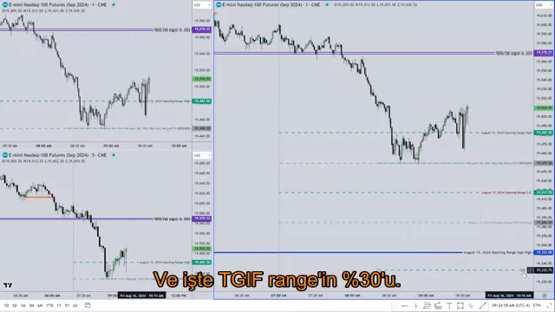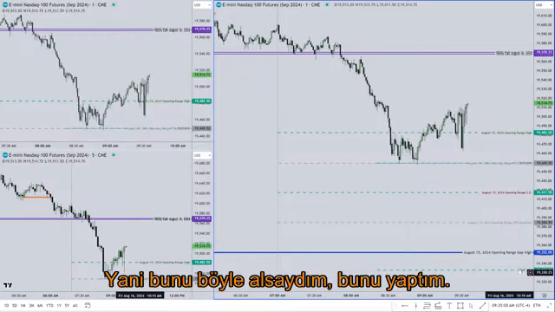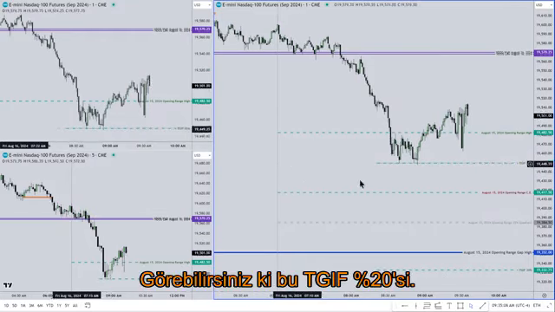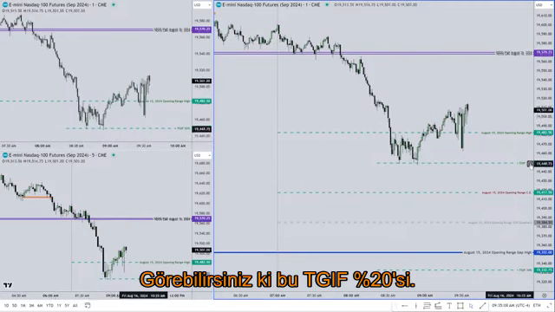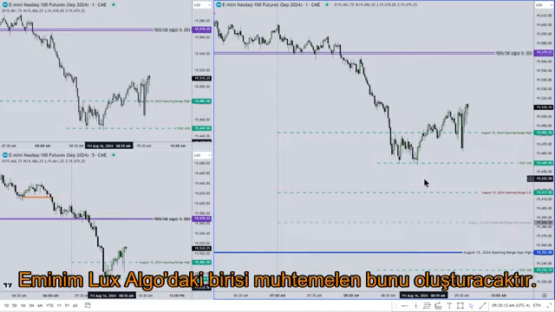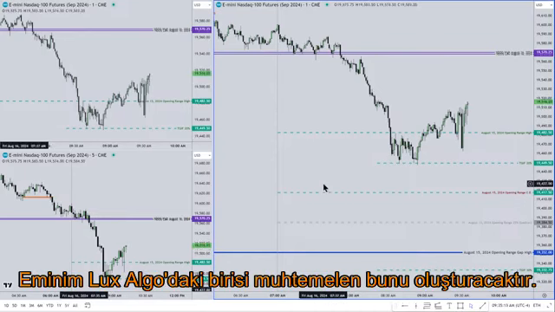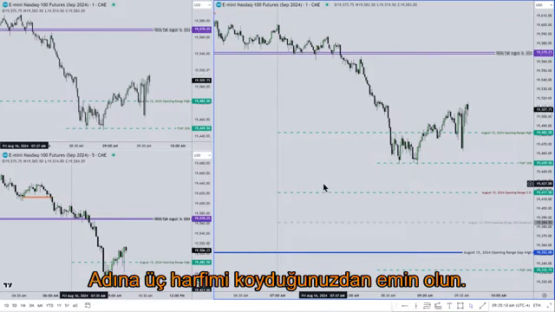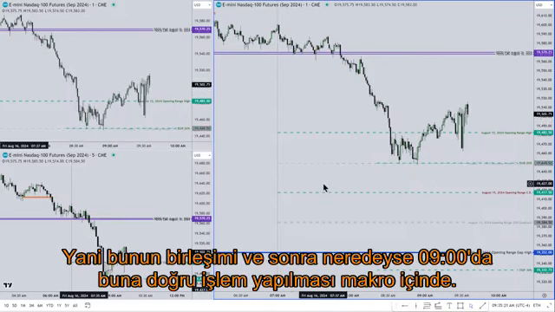And there's the TGIF, 30% of the range. So if I was to take it like this, I did this, you can see it's the TGIF 20%. It's just me drawing a line. It's not an indicator. I'm sure somebody over at Lux Algo will probably create it. Make sure you put my 3 letters in the name of it.